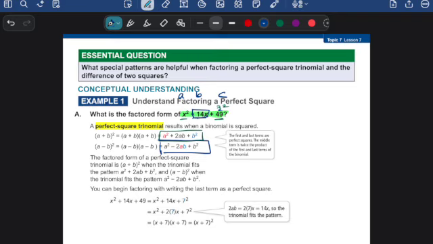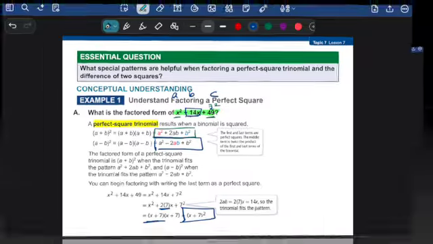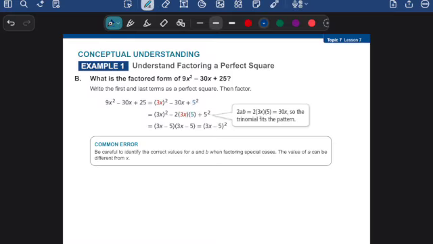So let's see, if we begin factoring with the last term as a perfect square, we would say, okay, it's 7, and then double 7, and we get 14x. And then that means we have our binomial squared. So we have x plus 7 squared, which will give us that trinomial. And if we have a negative linear term, it's the same thing, except it's going to be minus 2ab.